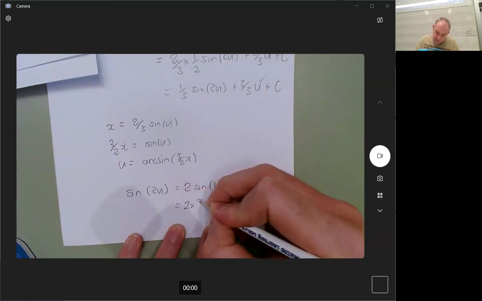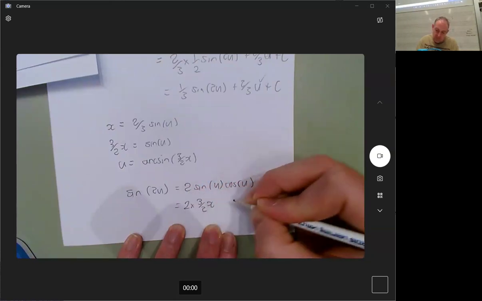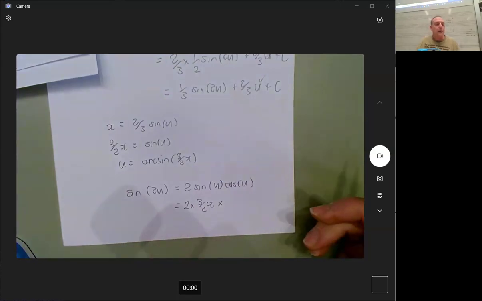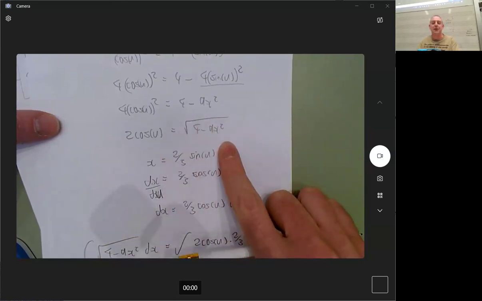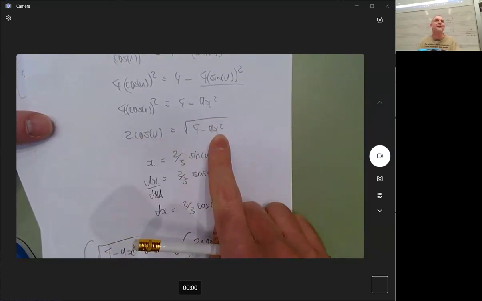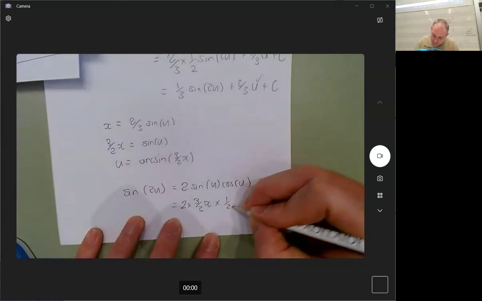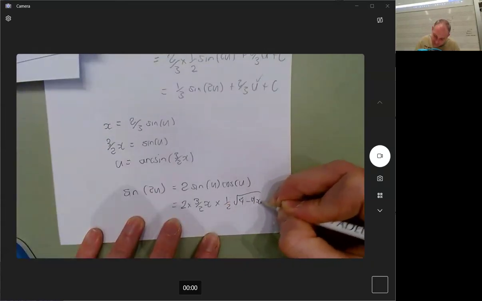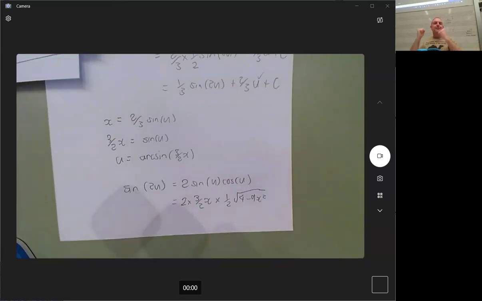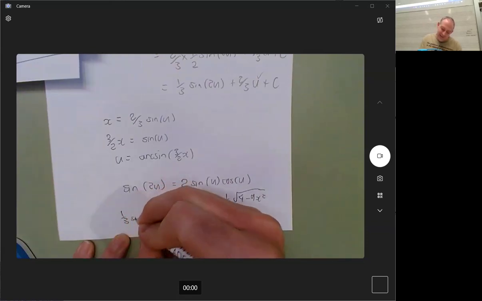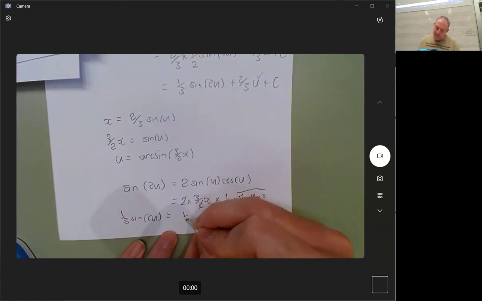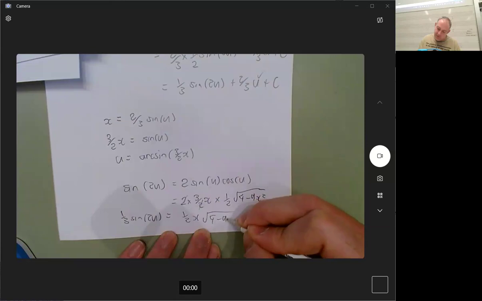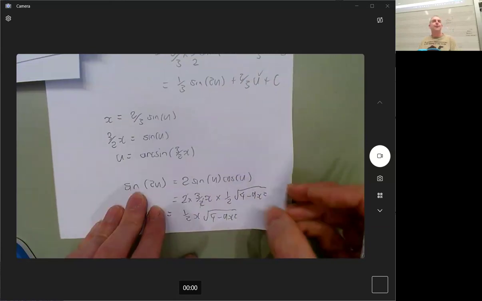So that is 2 times 3/2 of x. That's great. And cos of u, aha, it's half of root 4 minus 9x squared, according to this thing that I wrote earlier. Yay. Yes. And so 1/3 of sine 2u is now, they cancel, divide by the 3, half of x times root 4 minus 9x squared. Sweet.